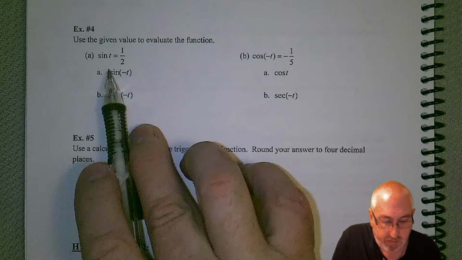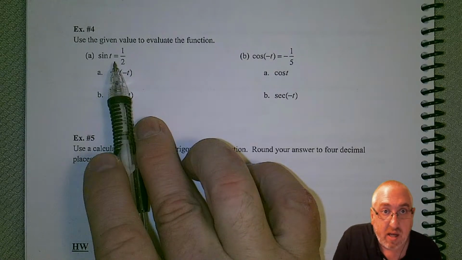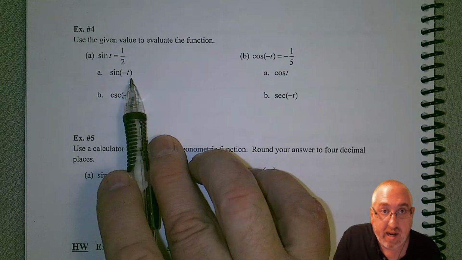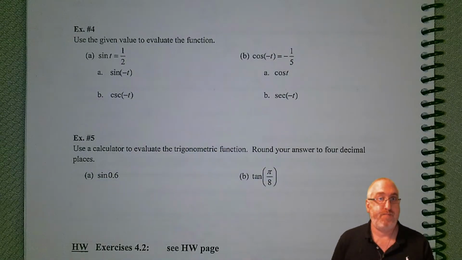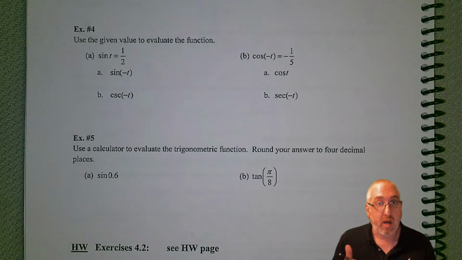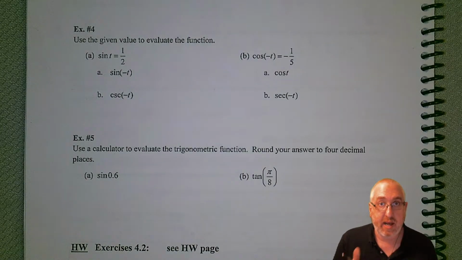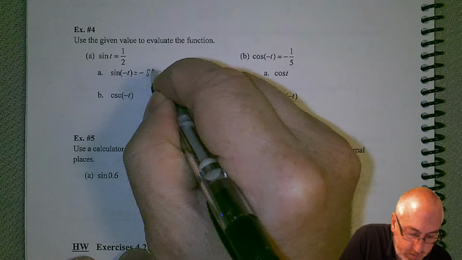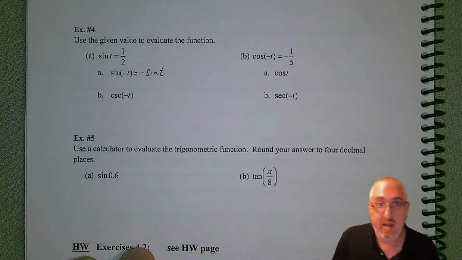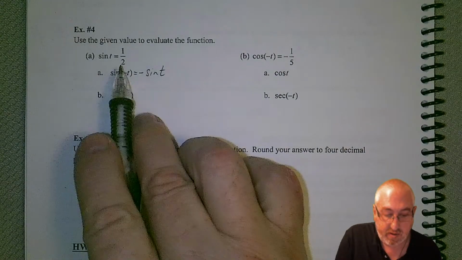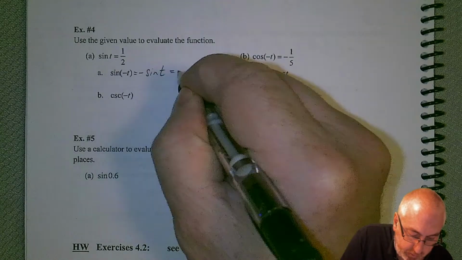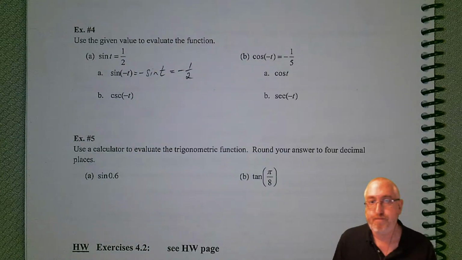If we know that the sine of the angle is 1/2, what should be the sine of the negative of that angle? Because it's an odd function, remember this should be equal to negative sine of t. So if the sine of t is 1/2, and we want negative sine of t, we should get negative 1/2. Done.